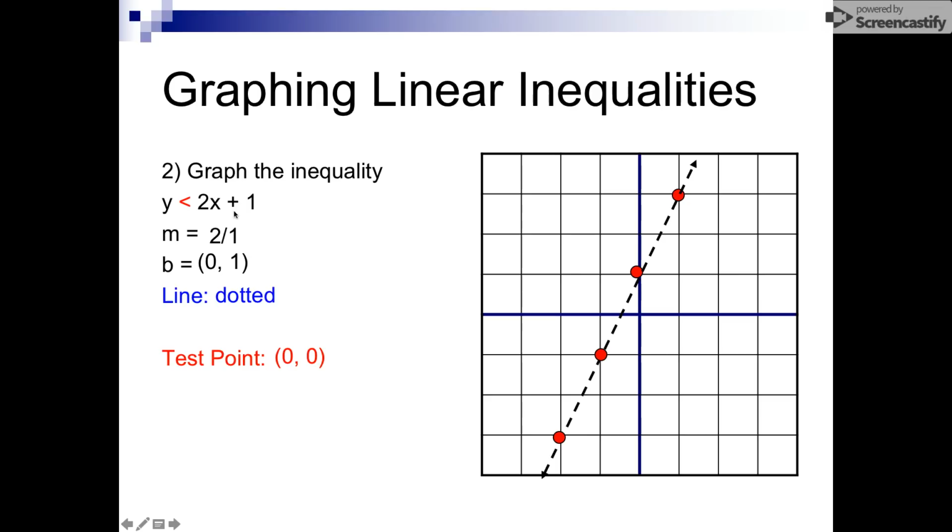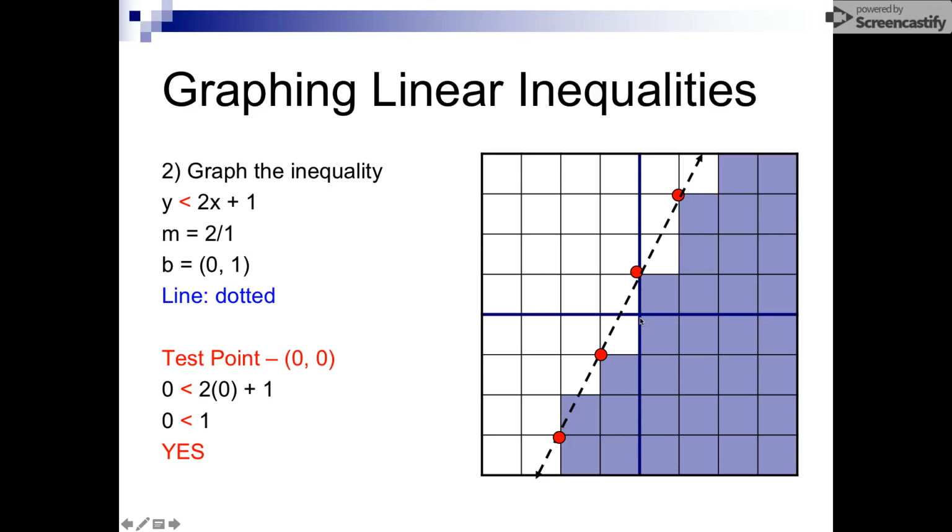We're going to substitute it back into our original inequality. 0 is less than 2 times 0 plus 1. Again, the reason why I picked that, 2 times 0 is 0. So 0 is less than 1. Which is true again. Yes, that's a true statement. So therefore, what we have to do is figure out where our test point is. Now it's below the line, and we are going to shade the region below. Okay? Shade the region below.